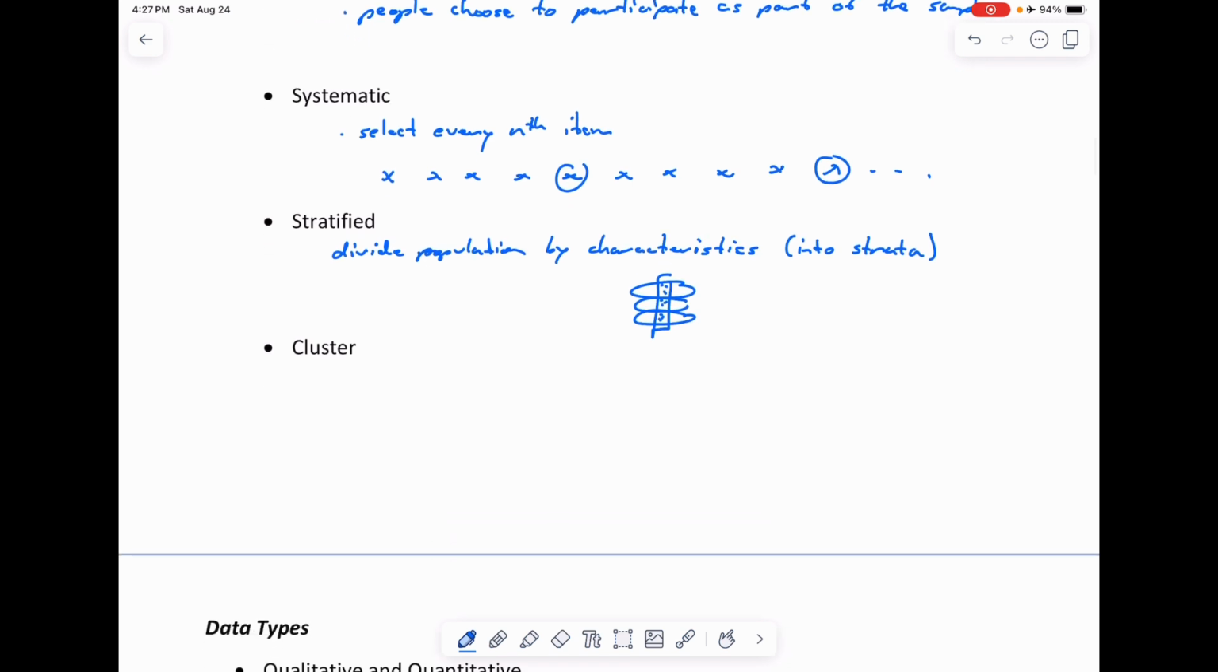And then cluster, this one has kind of a similar vibe to stratified, though it is quite different. But we're going to divide the population into groups. And then we randomly select groups.